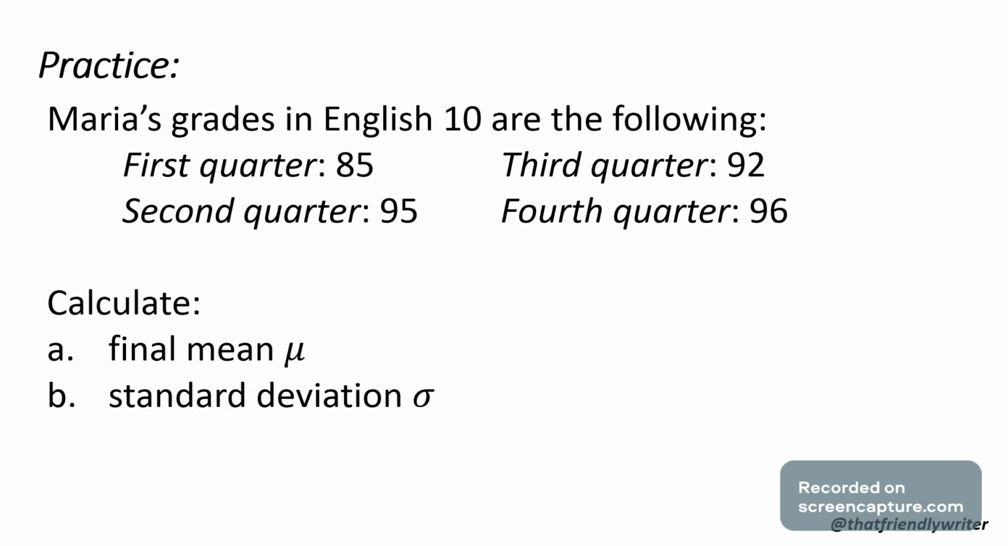Now, here's a task for you. Maria's grades in English 10 are the following. In the first quarter, she got 85. Second quarter, she got 95. Third quarter, 92. And in the last and fourth quarter, 96. Present both the mean mu and the standard deviation sigma.